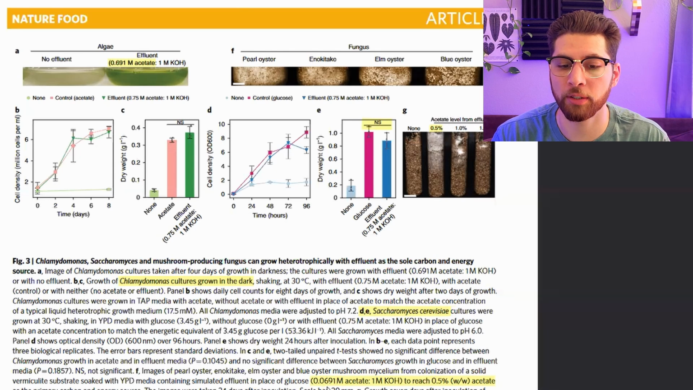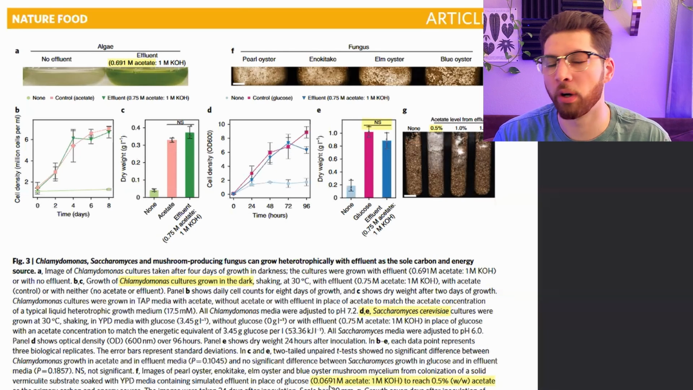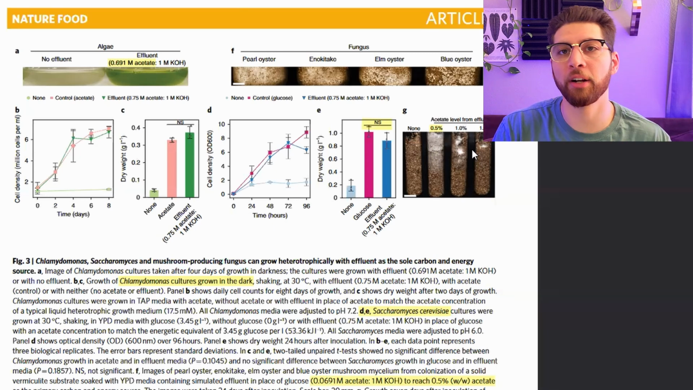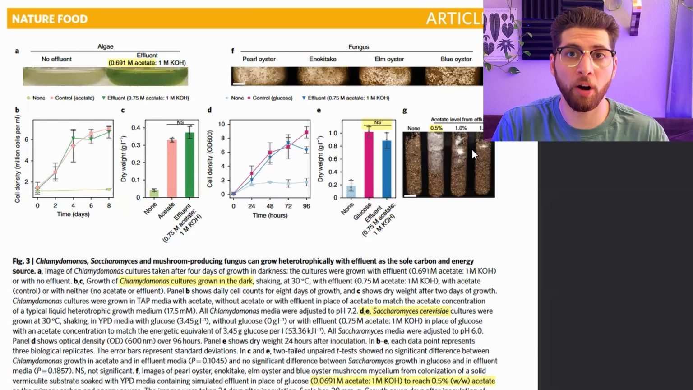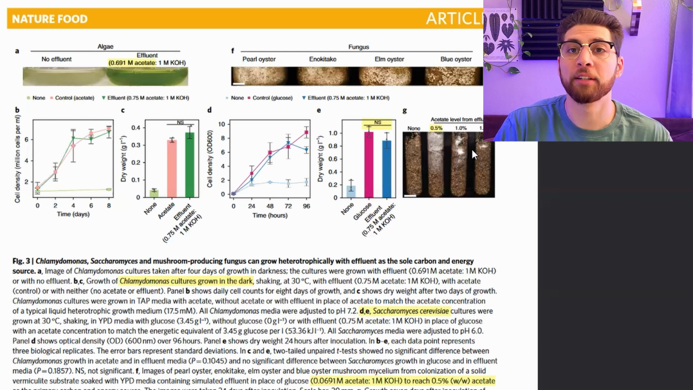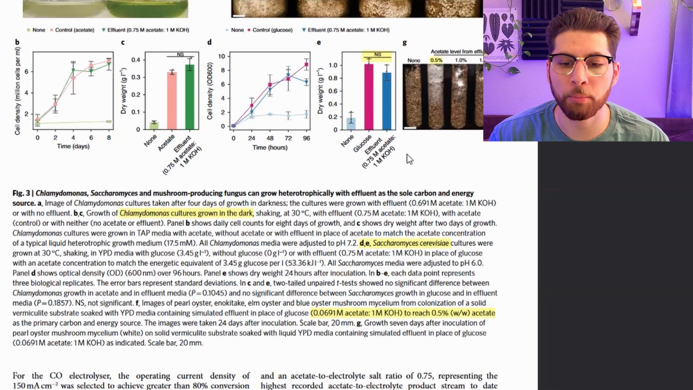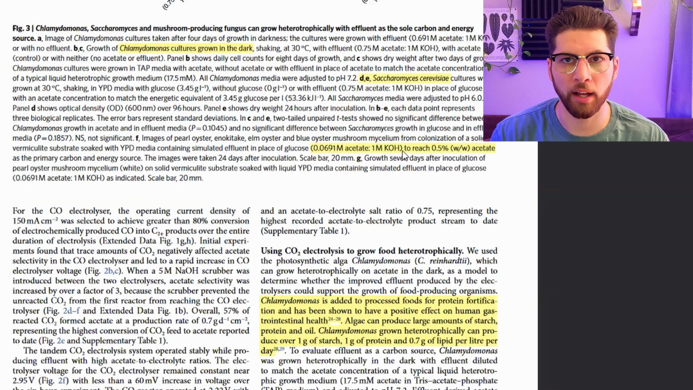So if they did 1%, which would be about 0.12, 0.14, somewhere around there, molar acetate, the fungus didn't grow very well. So yes, we can feed acetate to various fruiting fungi, but from at least preliminary data, they don't grow very well on it. They are growing on it, they are utilizing it because that was the only carbon source here, but it's toxic at higher levels. And the authors of this paper speculate that the main problem here is propionate, I believe.